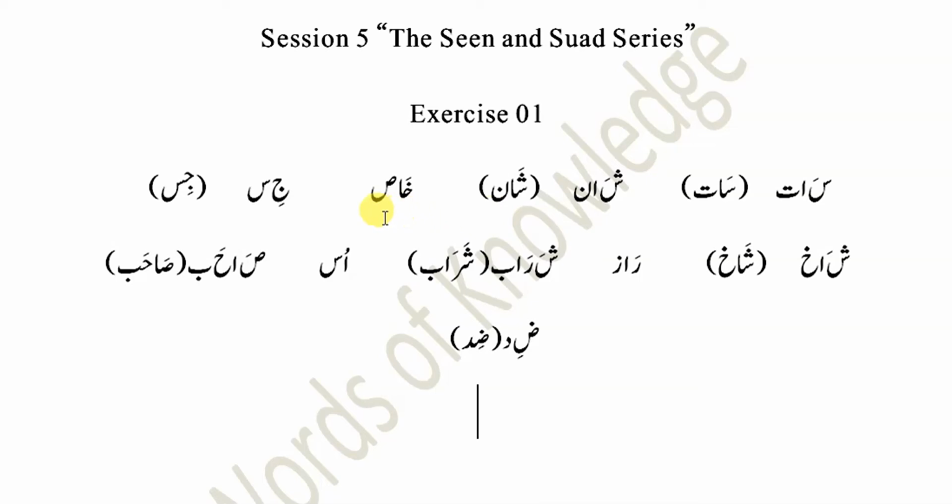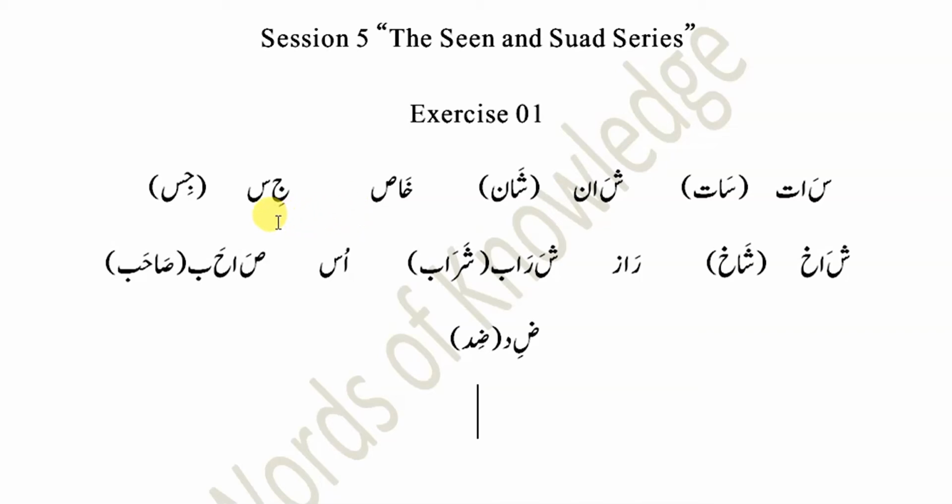Then it has another word, with 3 alphabets. The first one is Khe with a zabar sign over it, and then it's Alif, which connects itself with Khe, and Sod. The whole word is called Khas.